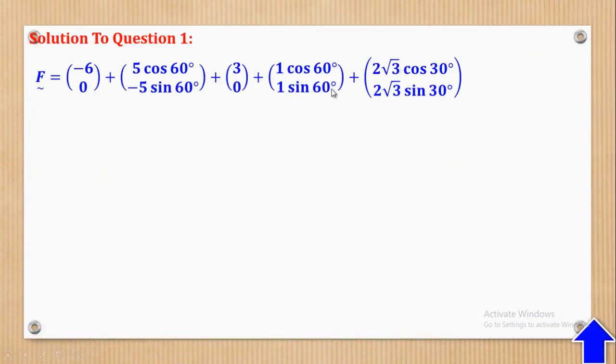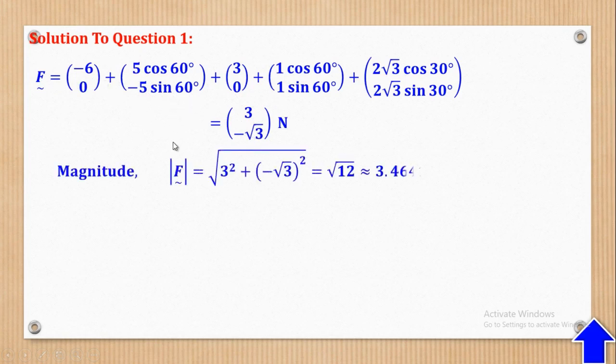Now that you have finished resolving all the forces, next is to add. We are going to start by adding all the values in the first row, followed by values in the second row. When I add all the values in the first row, I'll come up with positive 3, and when I add all the values in the second row, I'll come up with negative root 3. Now that I've got the components of the resultant force, I can get the magnitude of the resultant force by squaring the horizontal component plus squaring the vertical component, everything under square root, to come up with 3.4641 Newtons.